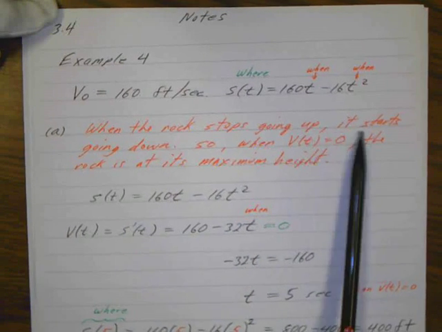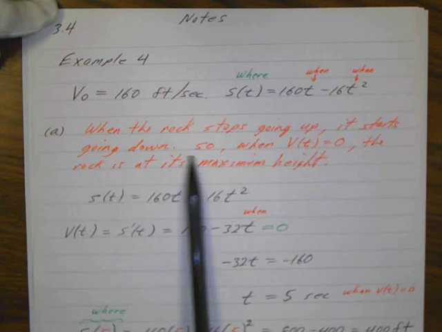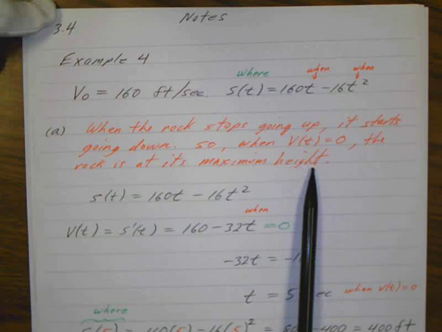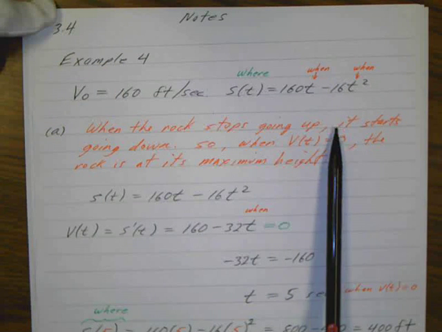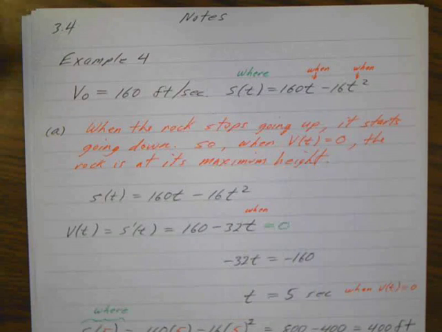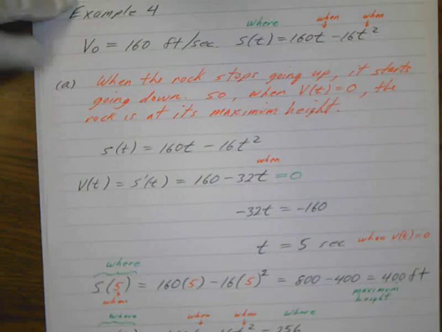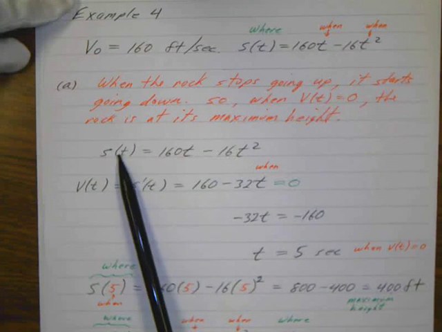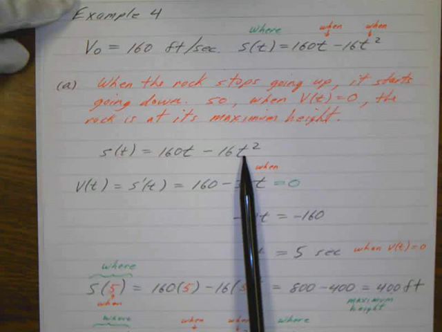So when the rock stops going up, it starts going down. So when the velocity equals 0, the rock is at its maximum height. So it goes up, stops, and comes back down. It stops when the velocity is 0, so that's when it's at its maximum height. So all we have to do is, first of all, find the velocity and find out when the velocity is 0. We can find the velocity by taking the derivative of the position function, or the distance function.